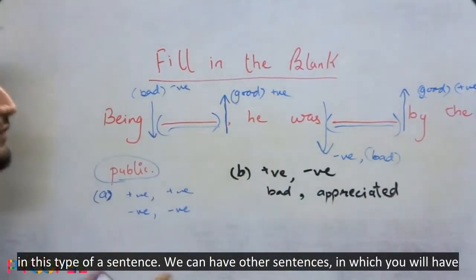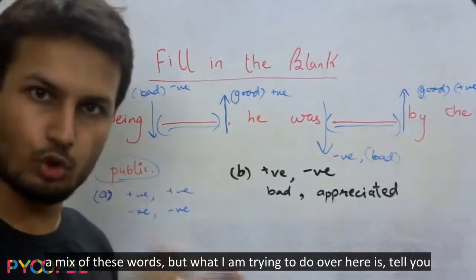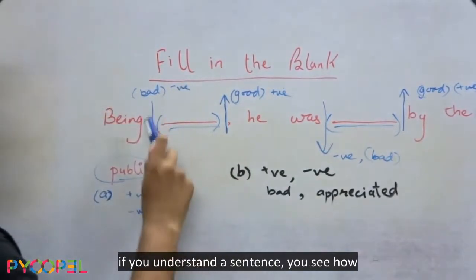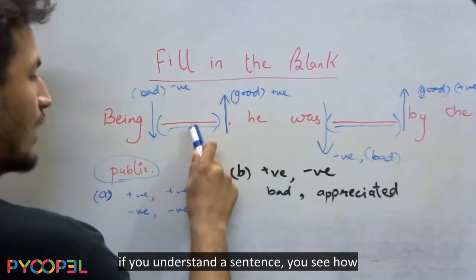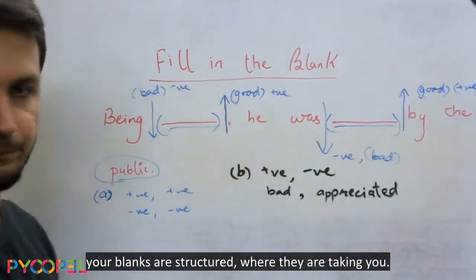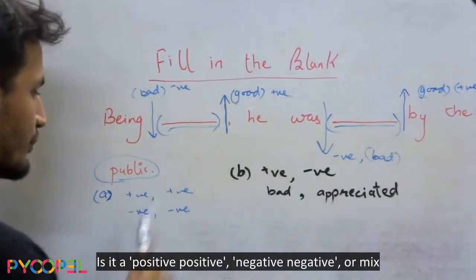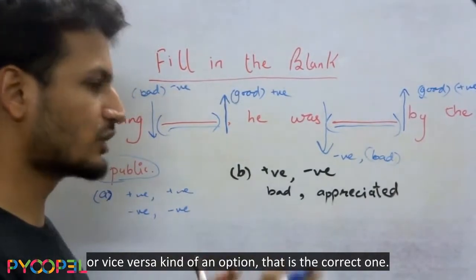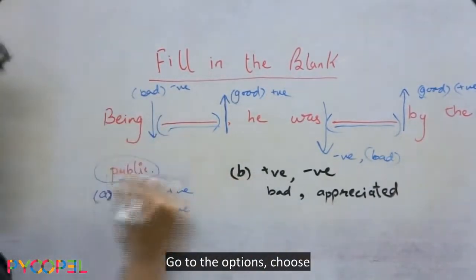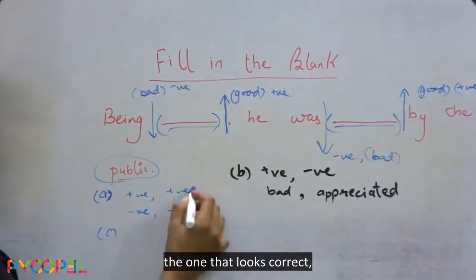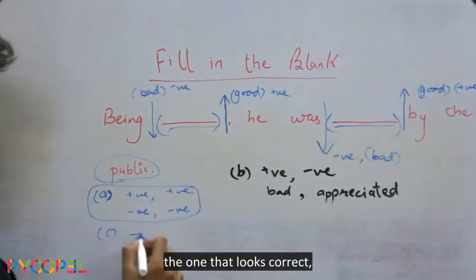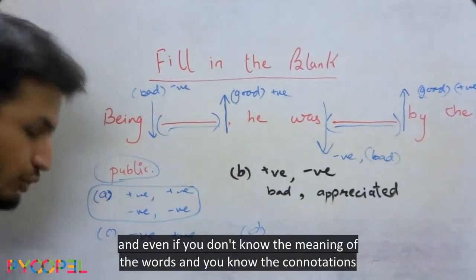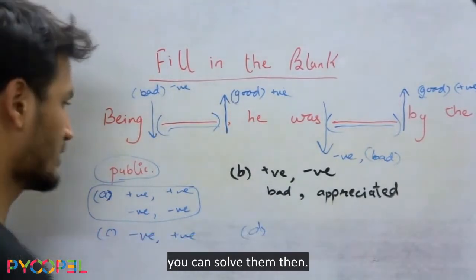We can have other sentences in which you'll have a mix of these words. But what I'm trying to do over here is tell you that these kinds of questions work best if you understand the sentence. You see how your blanks are structured, where they are taking you. Is it positive, positive, negative, negative, or a mix, or vice versa, that is the correct option? Go to the options, choose the one that looks correct, avoid the ones that don't, and even if you don't know the meaning of the words and you just know the connotations, you can solve them then.